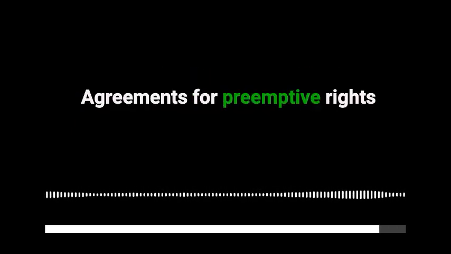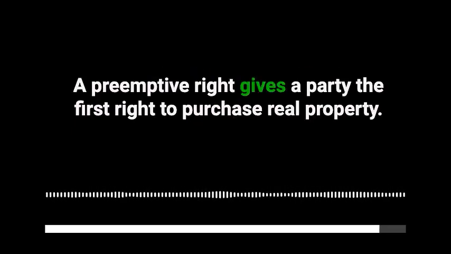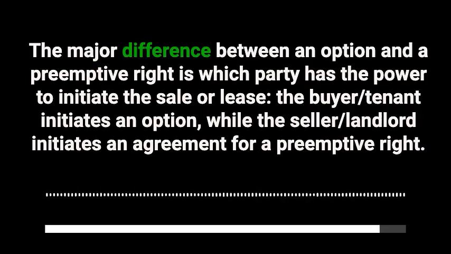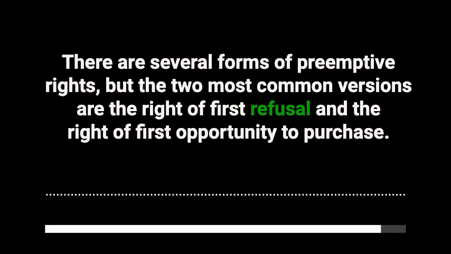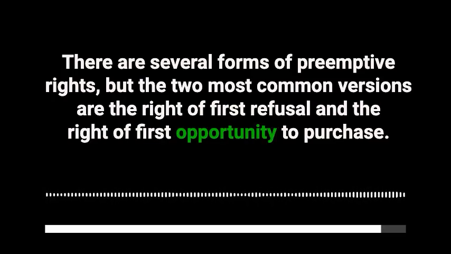Agreements for preemptive rights. A preemptive right gives a party the first right to purchase real property. A major difference between an option and a preemptive right is which party has the power to initiate the sale or lease. The buyer, tenant, initiates an option, while the seller, landlord, initiates an agreement for a preemptive right. There are several forms of preemptive rights, but the two most common versions are the right of first refusal and the right of first opportunity to purchase.